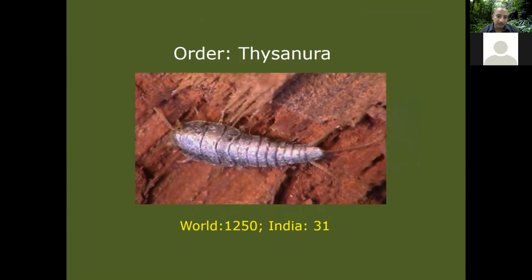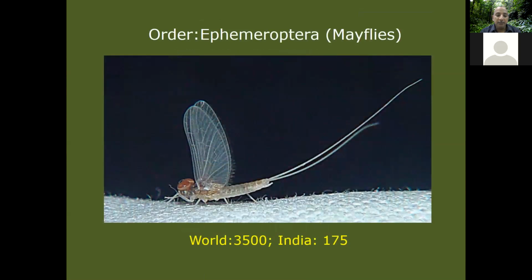Then comes the silverfishes, or Zygentoma. Everybody might have seen this group, and this is one of the commonest household insects. It's called Zygentoma, or silverfishes. Again, they are all very primitive insects without wings, and they mostly feed on cellulose, especially old books. Then comes the insects with wings.